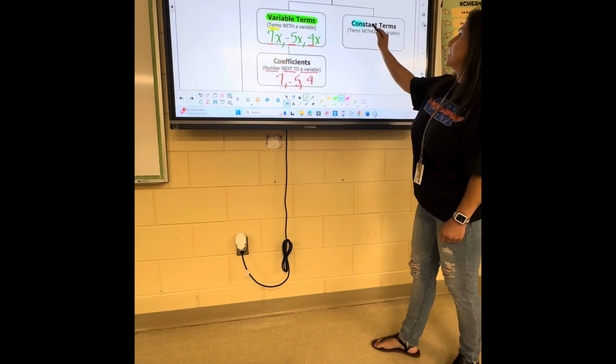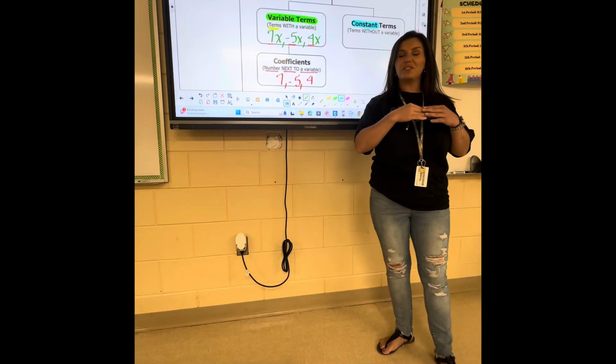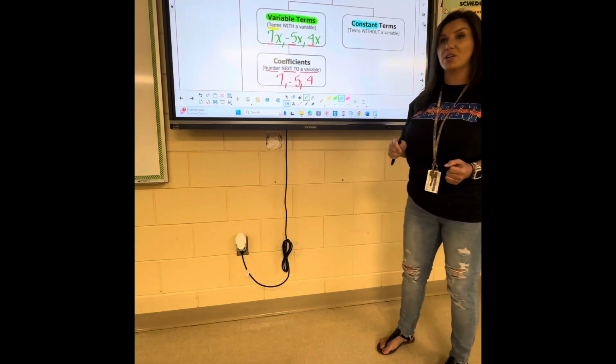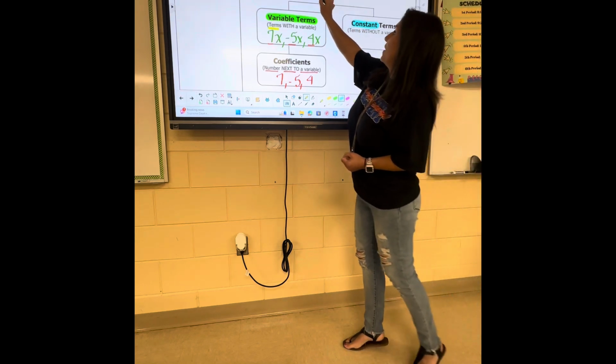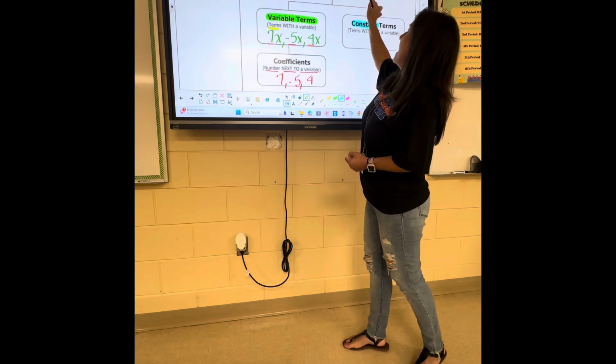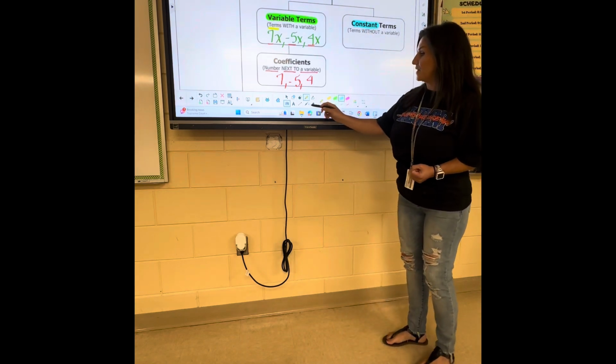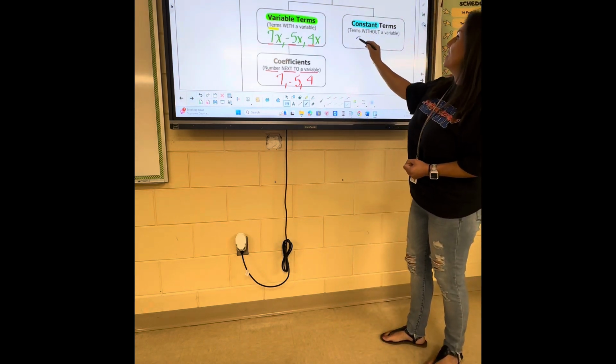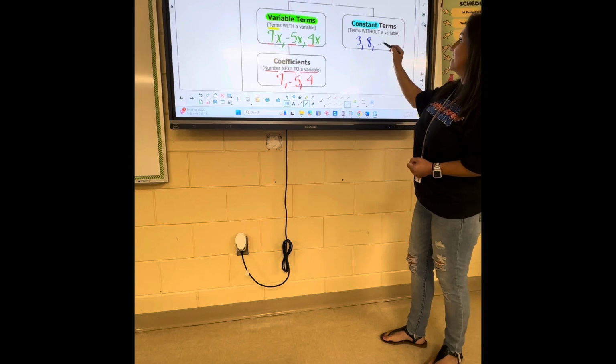Next thing, constants. So constants are those just numbers. They do not have any variables at all whatsoever. So in this situation, I have 3, 8, and negative 1. If there is a negative there, you want to keep the negative with it. So 3, 8, and negative 1.